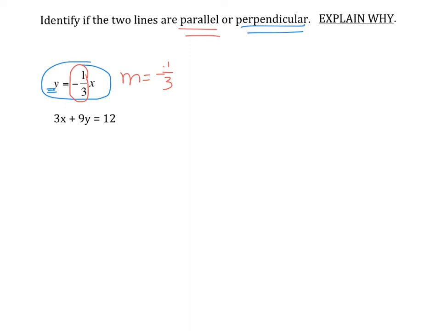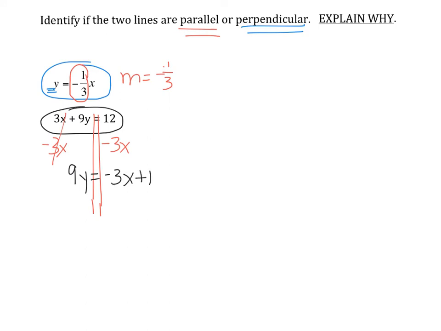This line, however, on the bottom is not in slope-intercept form. It's in standard form. Standard form does not give any good information, so I've got to do some work. I'm going to rearrange it so that I can really identify the slope and then see what I'm dealing with. I'm going to start by getting rid of the x's on the left. And then to completely isolate y, just like in the beginning, we're going to divide each term by 9.